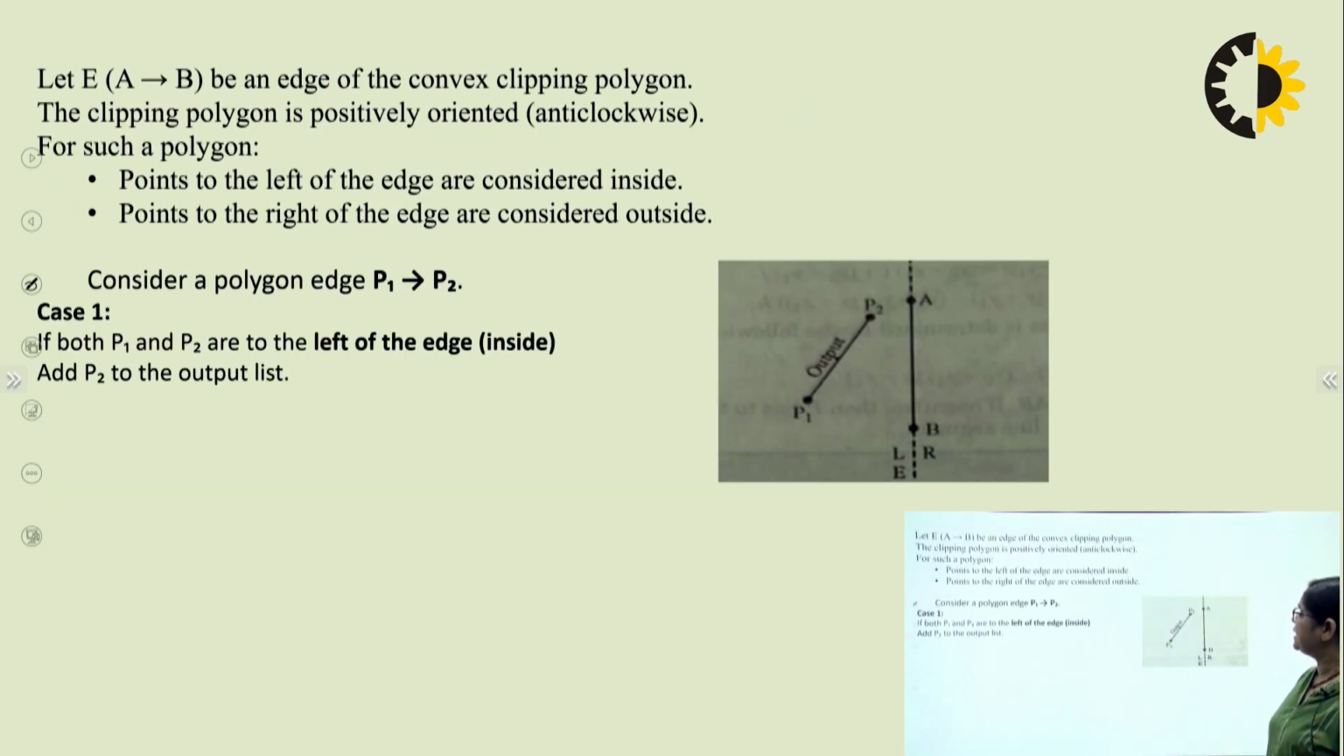See, here let us consider that there is a line segment that is A to B, right? And this is the left side. If you see P1 and P2, if I am considering the edge P1 and P2, it means that P1 and P2 both lie to the left of the edge. It means that this is an output, so we add P2 to the output list, right?